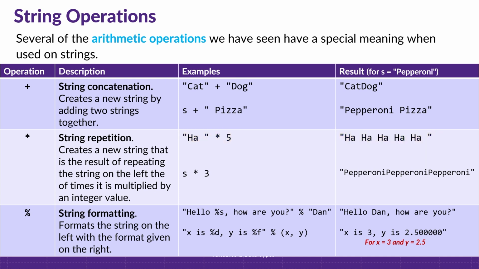Lastly, the modulus operator, when used on strings, also has a special meaning, and that meaning has nothing to do with remainder. Rather, it's the string formatting operator. And we're going to cover this more in a future video, but if you're interested, you can read about it in your textbook now, and it does have to do with formatting the string with different values.